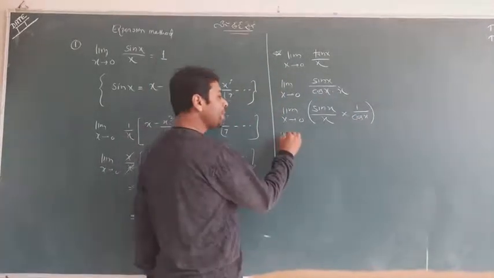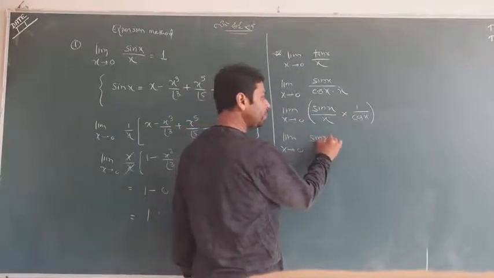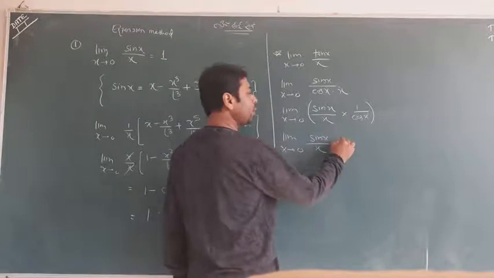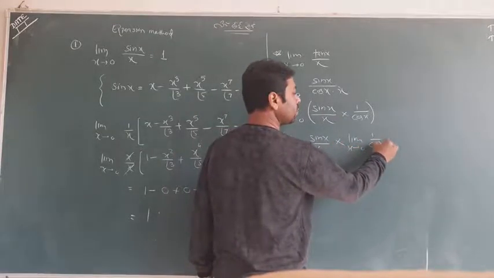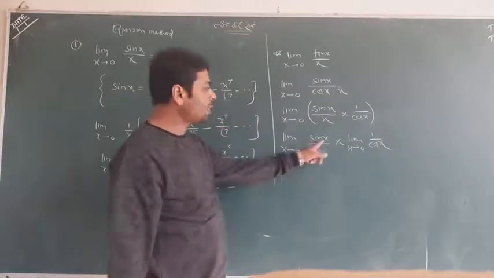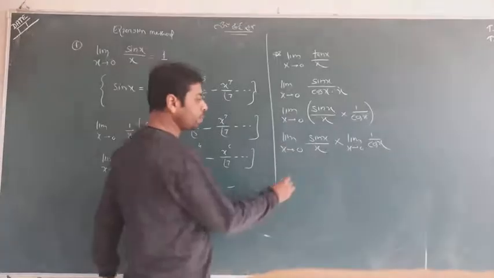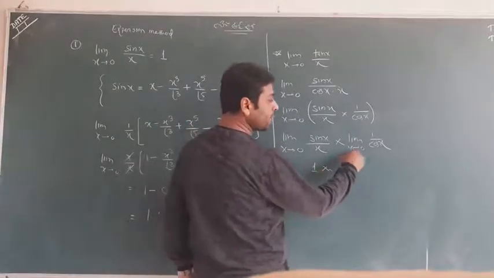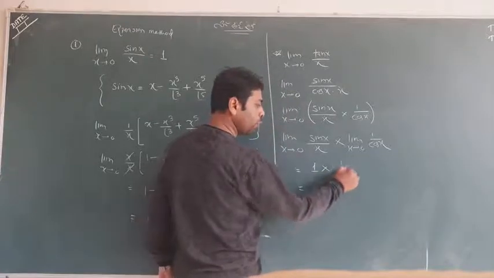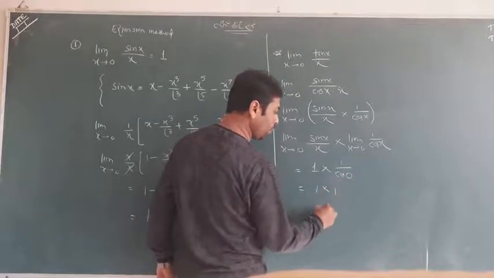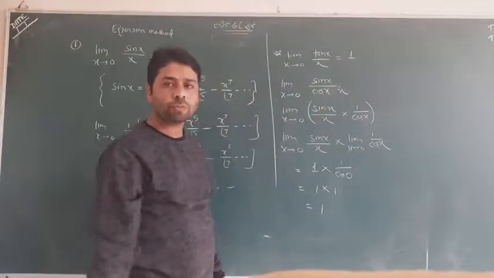Now I will separate the limit. I taught you yesterday that a limit can be separated anytime, anywhere. Like limit of sin x upon x, and limit x tends to 0 of 1 by cos x. Sin x upon x under the limit x tends to 0 is 1. So this is 1, and x tends to 0 put here, 1 by cos 0, and you know cos 0 is 1. So 1 into 1 upon 1 is 1. So lastly I would say that it is also 1.